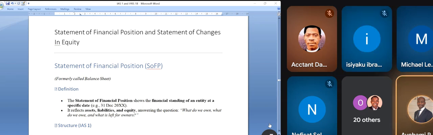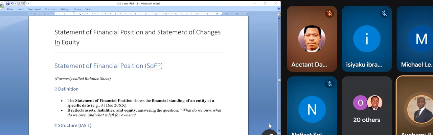So those are the components. Please remember, element is different from the component. The elements of financial statement are also 5. You have your assets, liabilities, equity, income, and expenses. These are the elements of the financial statement. The components of financial statement are the statement of financial position, the statement of profit or loss and other comprehensive income, your statement of changes in equity, statement of cash flow, statement of accounting policy, also known as notes to the account. Those are the 5 components.